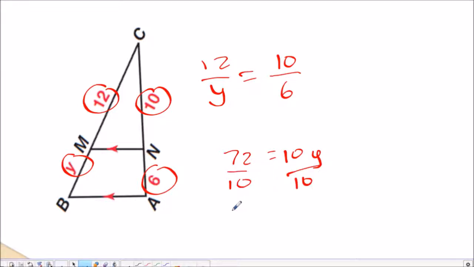And so it appears that we have 7.2 equals y. And so to add on to that just a little bit, that's what I'm talking about when I say proportional. Look, 12 was bigger than 10, so whatever we added on here to make it proportional, we would expect would also have to be bigger than 6.